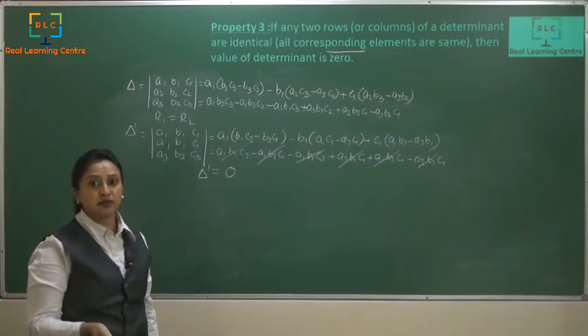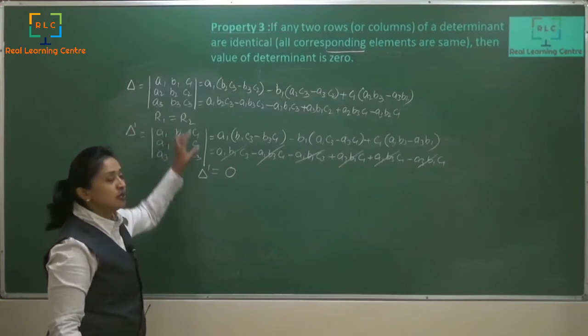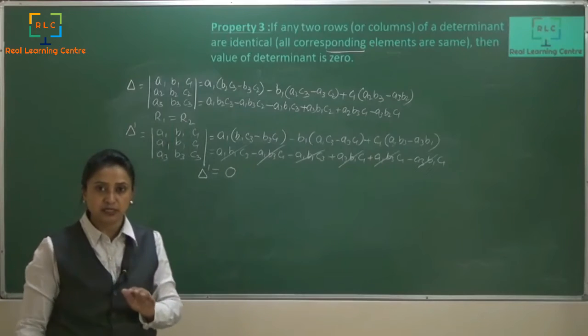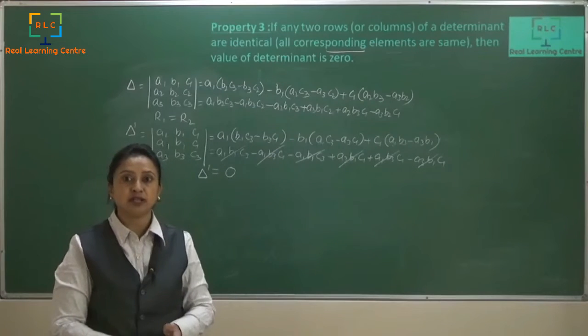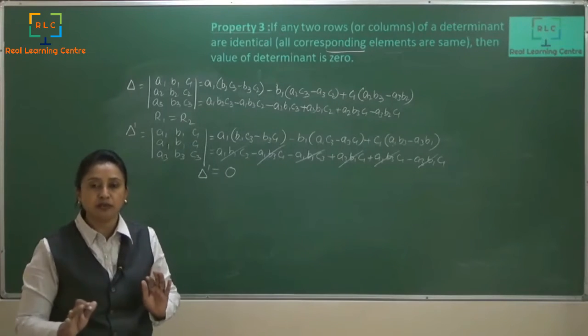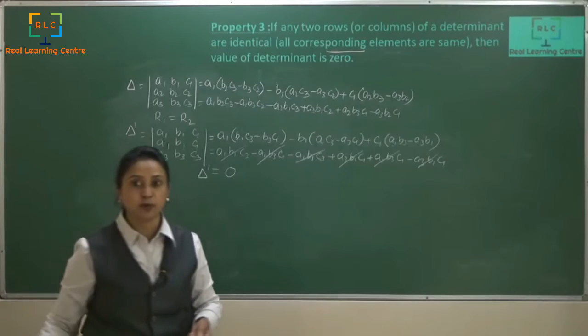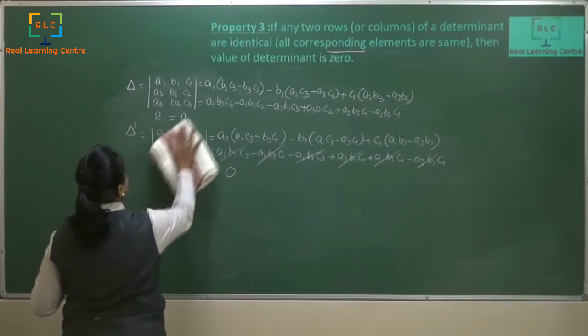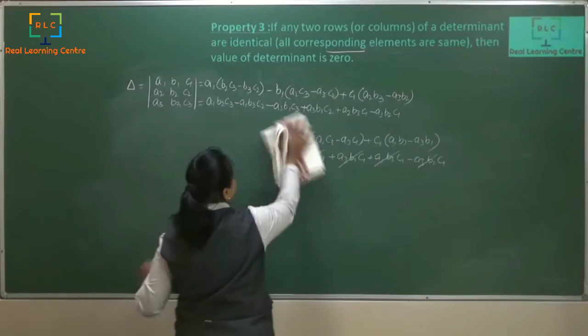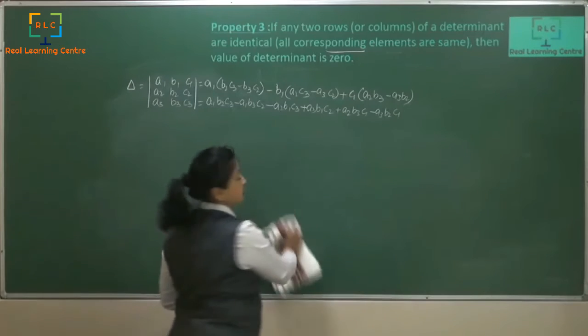So when is delta dash equal to 0? If any two rows or any two columns are identical, if the same elements are present in two rows or two columns, the determinant value is 0. This was property number 3. And now once again I am going to retain delta as it is. We will go to the next property.